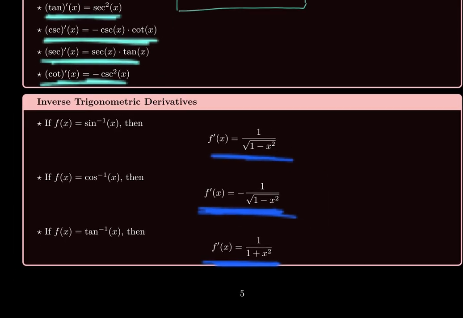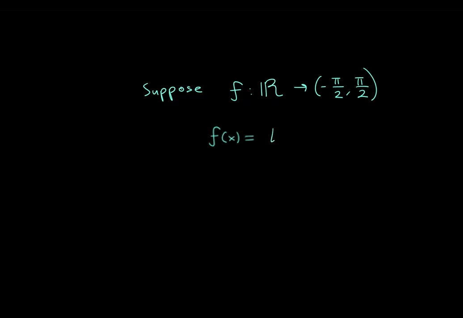tangent inverse. And at its core, it's really not implicit differentiation we're using to prove these, which is what we're about to do. It's really the chain rule. But let's see one of them. I'll start with tangent, and maybe I'll leave the others to you guys. Suppose that f is a function defined from the real numbers to the open interval negative pi halves to pi halves. And it's defined by f of x is equal to the arctangent of x.